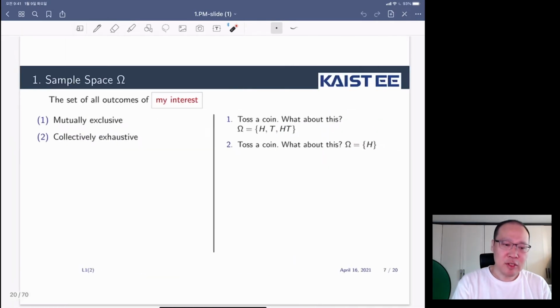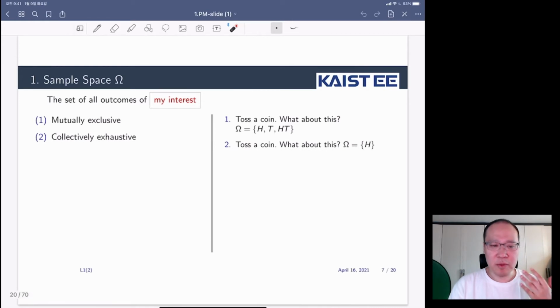And the second condition that we need to satisfy is that it should be collectively exhaustive. Collectively exhaustive means that if we include all the outcomes in the sample space, they should cover the entire space. Entire space means that there are no other outcomes which are not included in the sample space. So that's the collectively exhaustive.